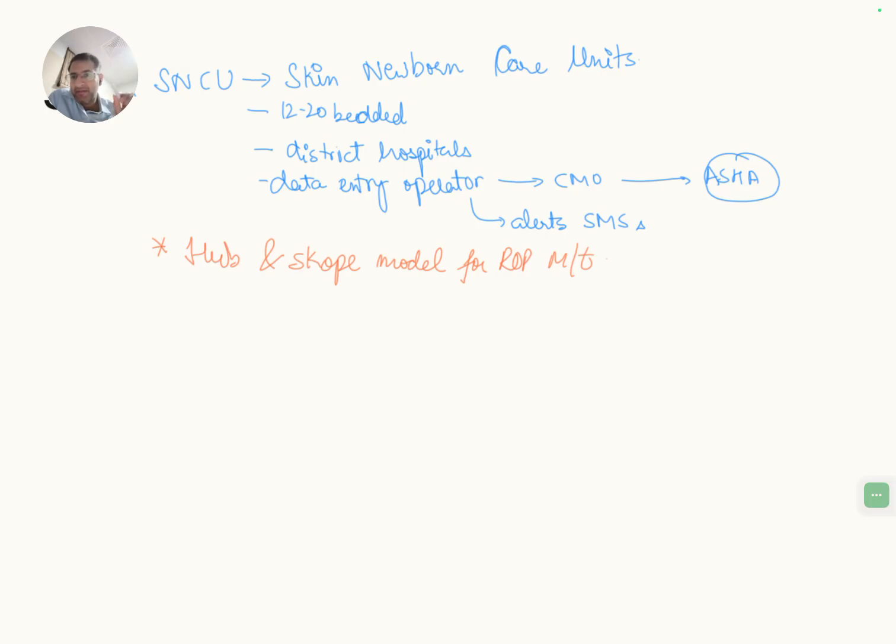And the second thing can be the hub and spoke model for ROP management, in which the hub is the main ophthalmic surgeon, and the spokes are the ASHA workers, the other trained personnel, and the optometrists, who will go around taking photos with the RetCam, doing a type of telescreening, and whichever babies need treatment, or further evaluation, will be sent to the ophthalmic surgeon directly.